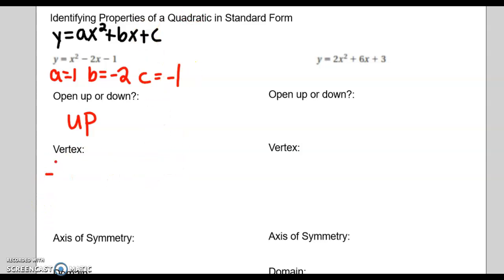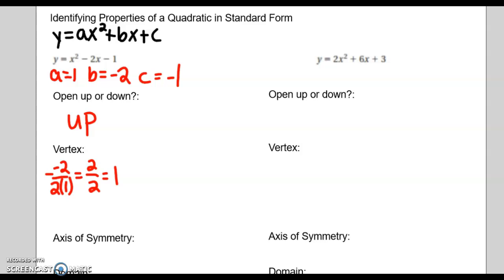So if I do negative b divided by 2a, well, b in our problem is negative 2. So that means I'm going to have negative negative 2. That'll become positive 2. And then a in my problem is 1. So negative 2 becomes positive 2. In the bottom, 2 times 1 is 2. So that's 2 over 2, which is 1. So the x-coordinate of my vertex is 1.